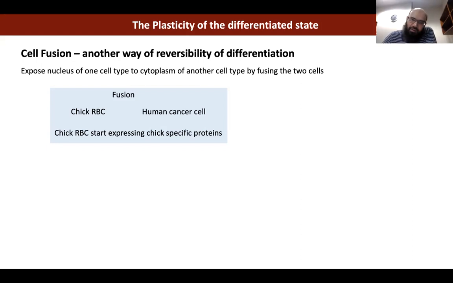So this tells us that the repression in the nucleus of the chicken RBC was not a permanent state. It was established in order for the RBCs to function properly, but it was not permanent, and you can induce de-differentiation, or the reactivation of the genes.